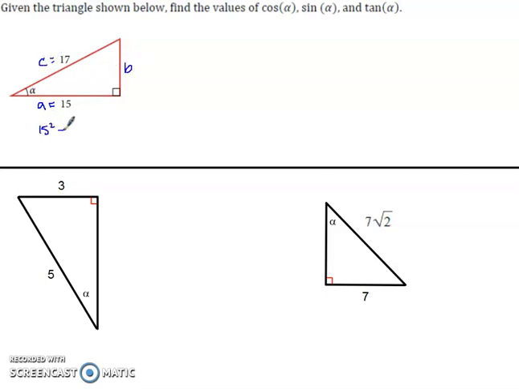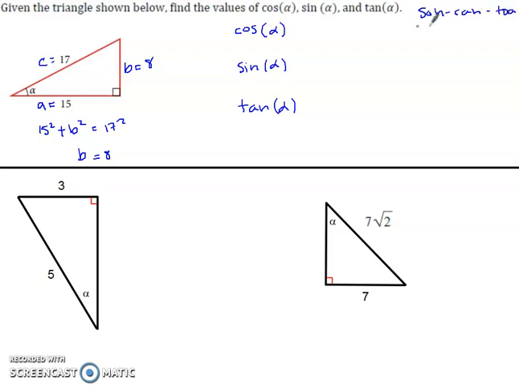So A squared plus B squared equals C squared. And I can solve for B, which will be 8. So now that I have found B, I can go ahead and find the cosine, sine, and tangent of alpha. Cosine, if I use my acronym SOHCAHTOA, is adjacent over hypotenuse. So the adjacent leg to alpha is 15, hypotenuse is 17.